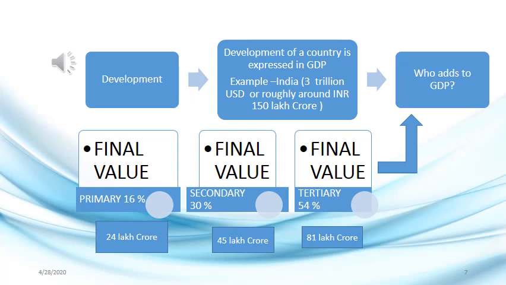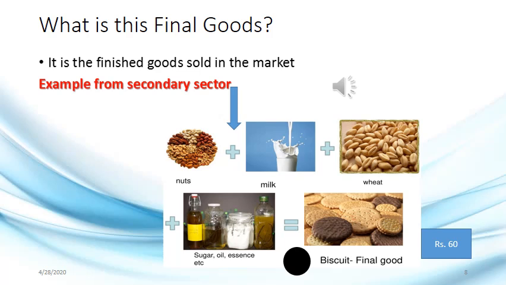And in the next slide I have taken two cases. One is a biscuit example and the second one is a wheat example, just to tell you what this final value is all about. Okay, so let's see case number one, the biscuit. In this first example, you see I have written rupees 60, that is the final product, a biscuit packet. One packet, let's take 60 rupees. And that is the final value.